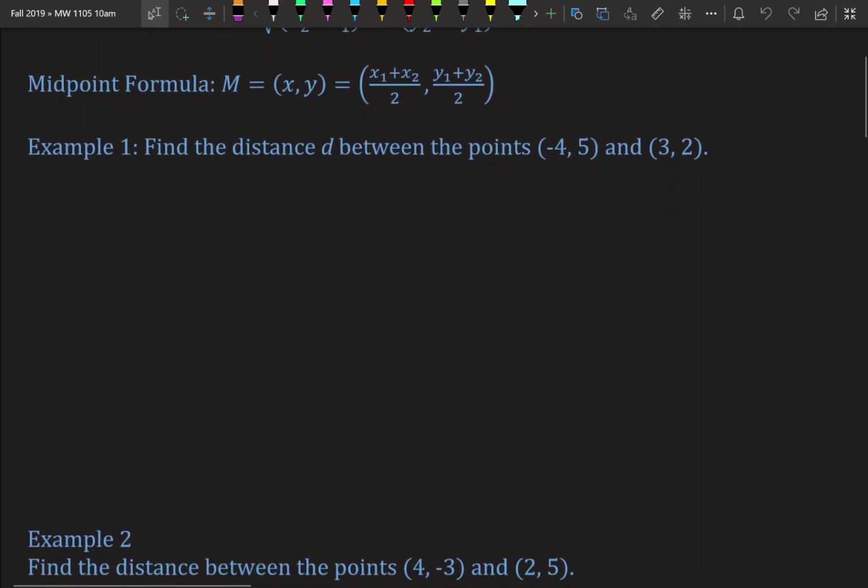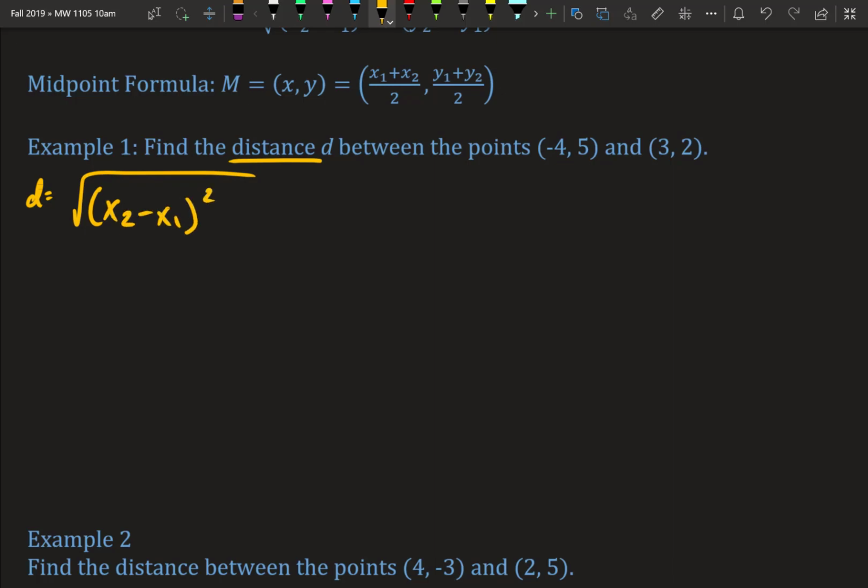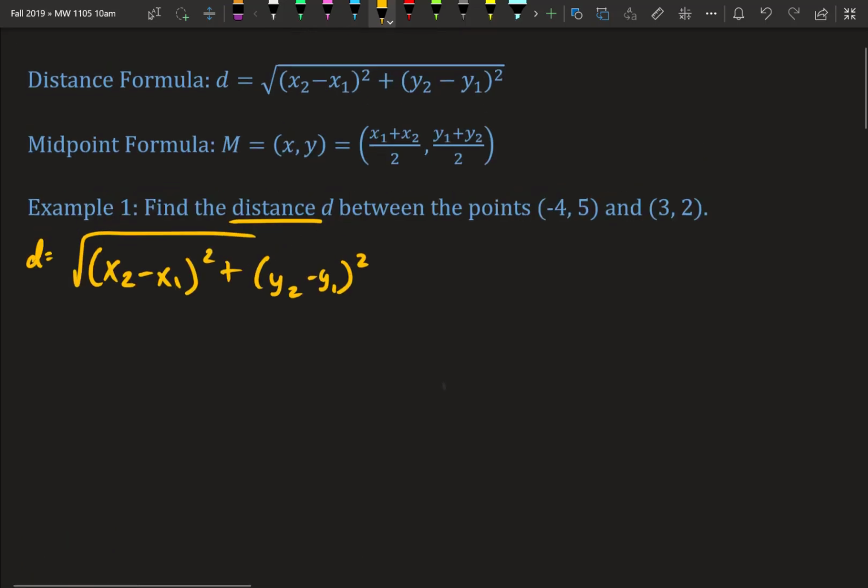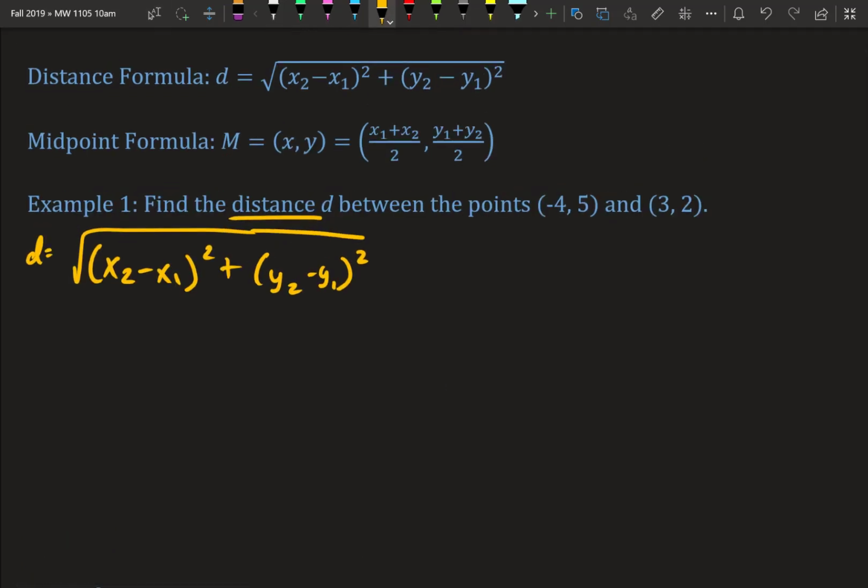So let's find the distance d between the 2 points, negative 4, 5, and 3, 2. So since it says distance, I know I'm going to use the distance formula. So the distance formula equals the square root of (x2 minus x1) squared plus (y2 minus y1) squared. And just because it said find the distance, it let me know that I need to do the distance formula.